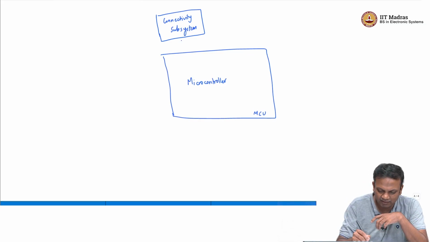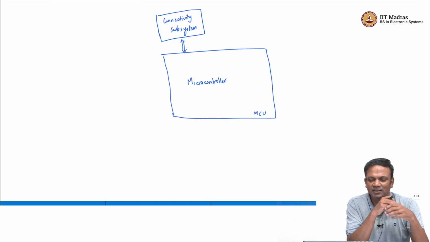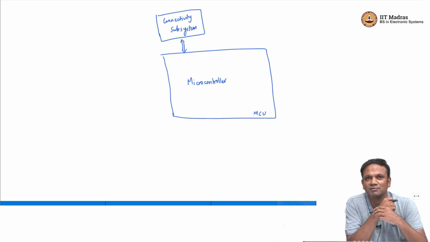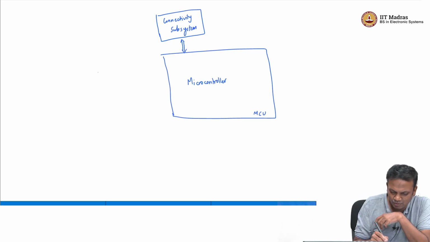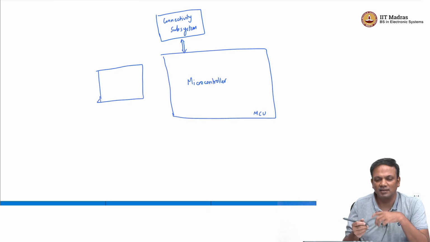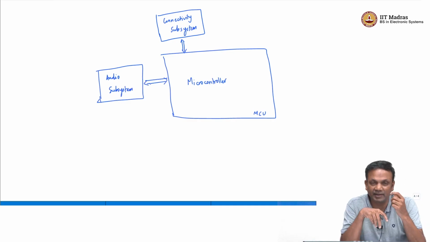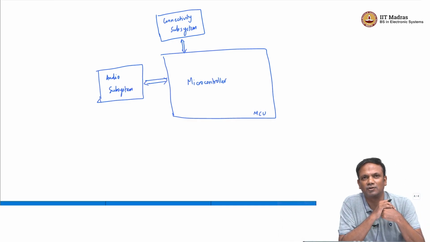So, somewhere here there is some sort of an interface that allows the microcontroller to exchange information with the connectivity subsystem. And once the microcontroller exchanges information with that connectivity subsystem, it is going to tell the audio system either go play this or give me what the user said. So, there is an audio subsystem that again exchanges information with the microcontroller.